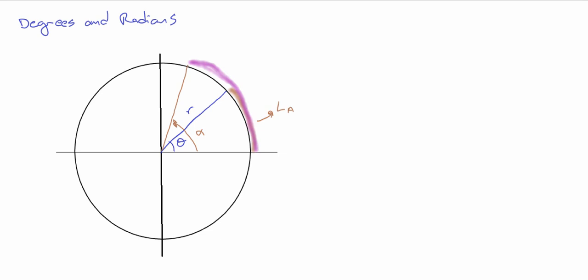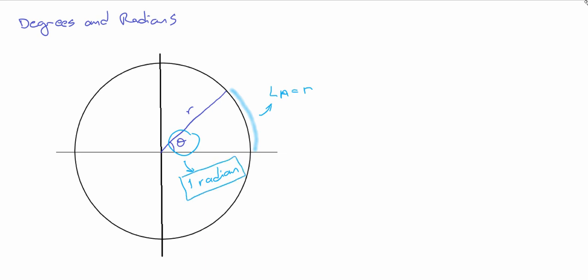But there is a specific angle where the length of this arc is equal to the radius of the circle. That angle is called 1 radian. It's super simple, there is nothing complicated. This is just by definition. So if the length of an arc defined by an angle is equal to the radius of the circle, then that angle is called 1 radian. So again, a 1 radian angle defines an arc that is the length of the radius of the circle.